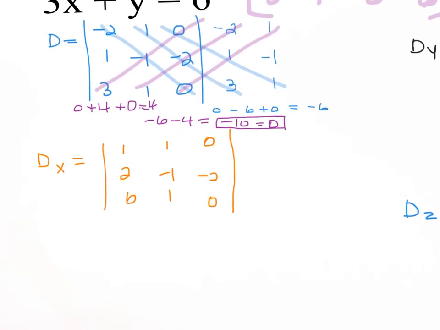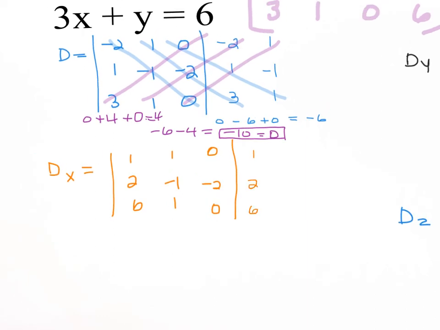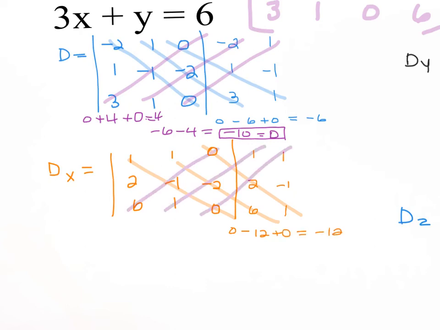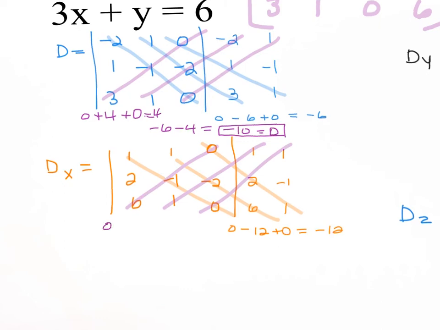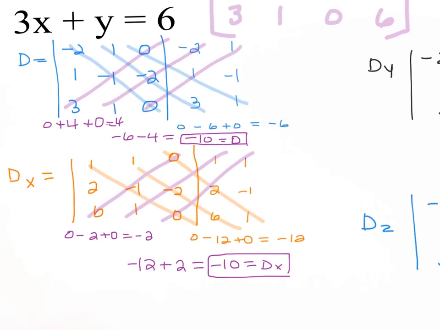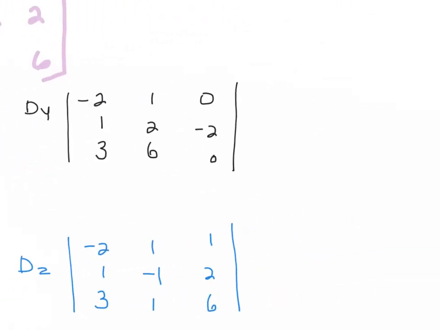And then I go to D sub x. Repeat the first 2 columns to the right. Zero minus 12 plus 0 is -12, and then go back the other way. 0 minus 2 plus 0. And I get -12 minus a -2, which becomes plus 2, -10. And then I do y.